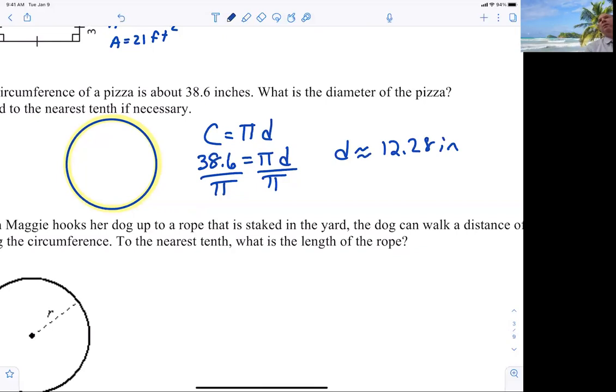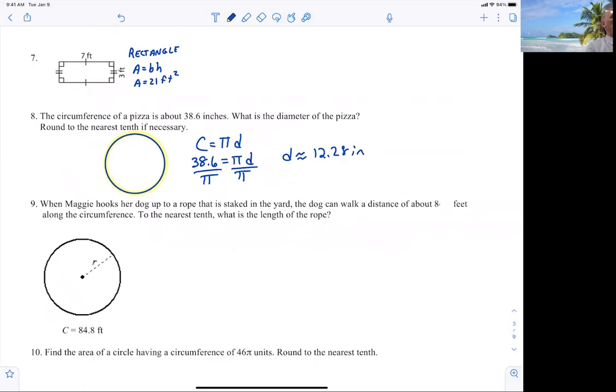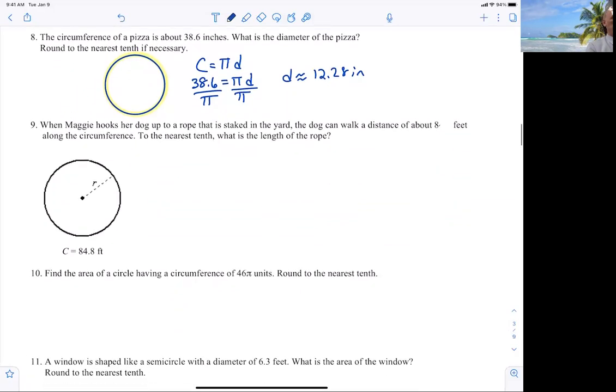KK? Just working backwards now, right? They give you the circumference, you got to find the diameter. If they'd asked for the radius, what do I do with that number? If they asked for the radius of the pizza, we would say what? Yes, thank you. All right, number 9, Eddie.